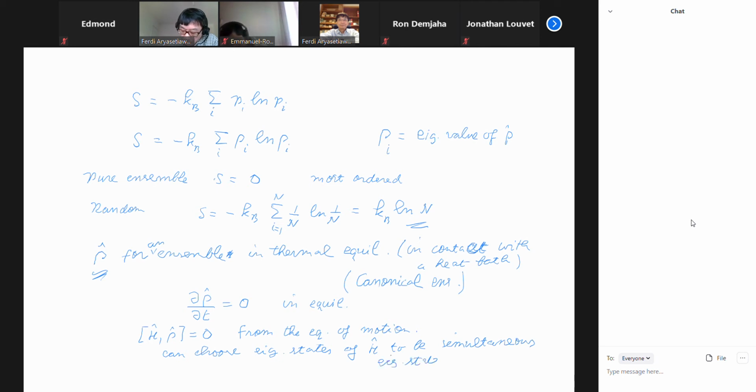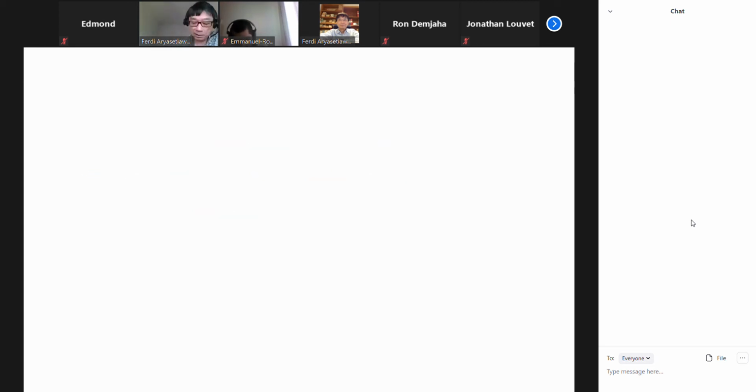Eigenstates of rho. Yes, because of this commutativity. So if we do that, we say that we have H psi k, so that the eigenstates have eigenvalue k. Then we say this is also an eigenstate of rho with eigenvalue rho k.